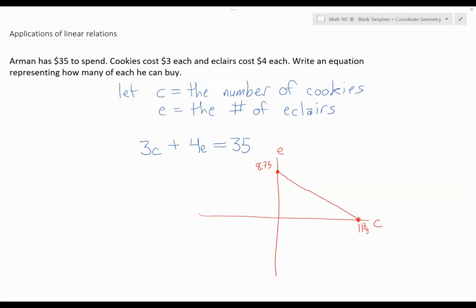Now, it's a little more complicated than that. If this were on a grid, I could obviously only use grid points. They would have to actually be whole numbers because chances are good the bakery's not going to let him buy 3/4 of a cookie. But this line, now notice I haven't extended it into the negatives because he also can't buy negative numbers of eclairs or cookies. But any whole number points that exist on this line would be possible solutions to this situation.